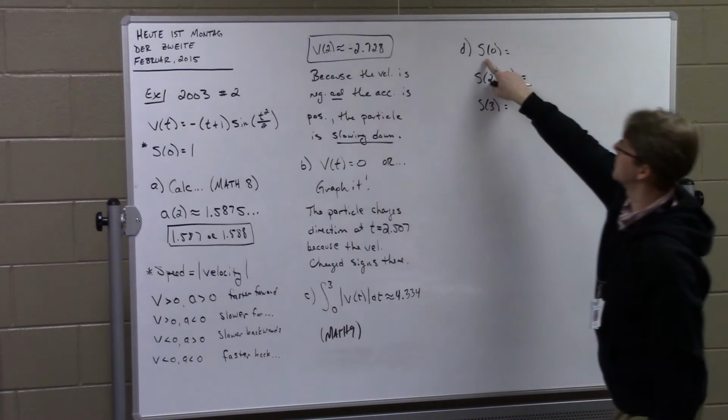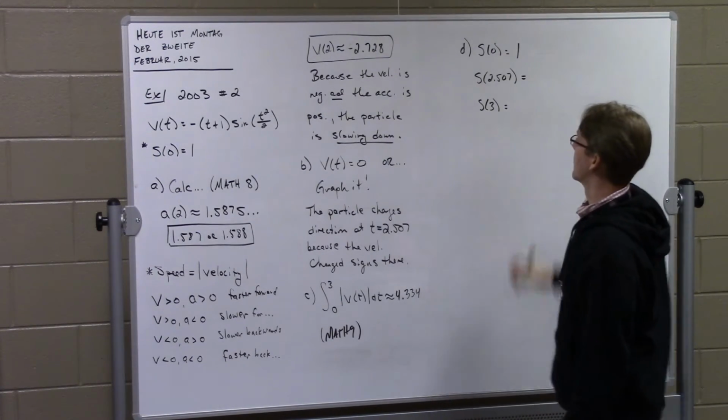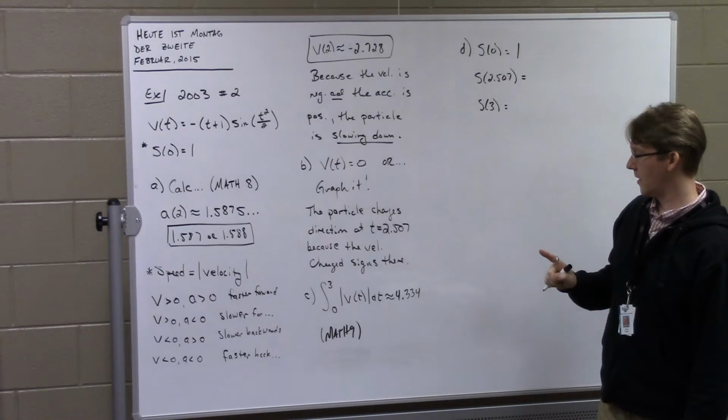Let's do time 0. Anybody know where the particle is at time 0? 1. They told you that. You know, when we take an antiderivative, we get that plus C thing? They're telling you how to get the plus C. That's basically your plus C, assuming that when you plug in 0, you get 0, which you do, okay? So here's this one.